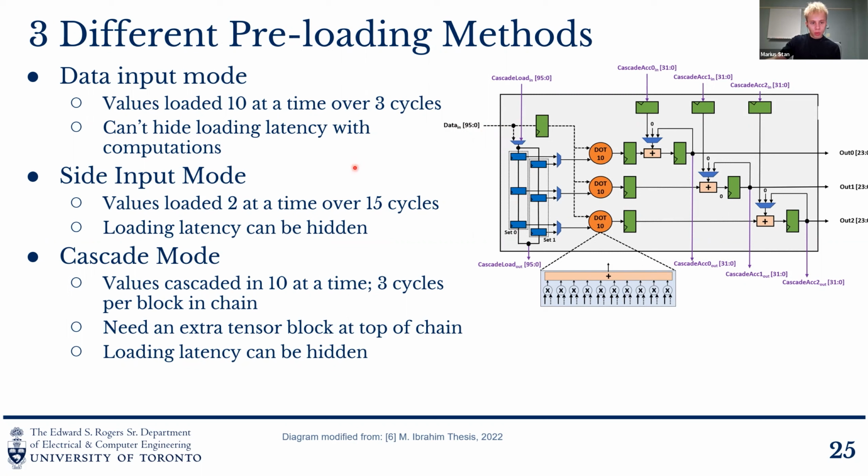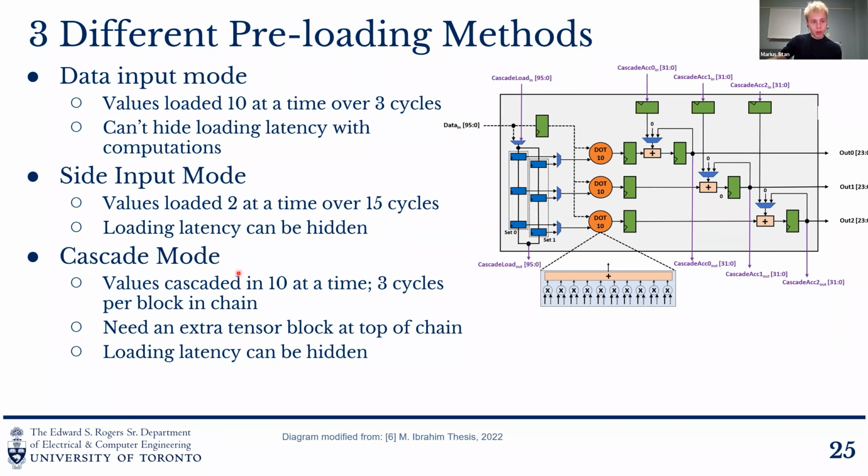For side input mode, we're preloading 2 values at a time over 15 cycles. The bottom 80 bits in the data input can be used for computations. So 10 total values there can be used for computations, while the last 2 are being used to preload. And so we can hide the loading latency despite it taking longer than data input mode.